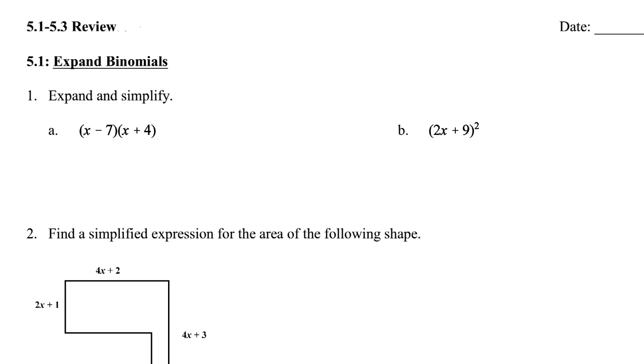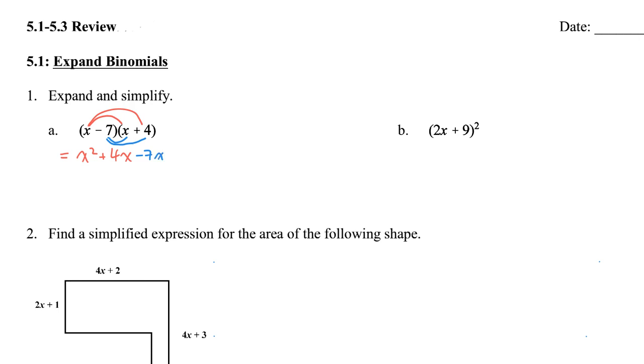So when we expand a binomial, what we're going to do is literally take the information from the front of our first binomial, i.e. the x, and apply it to everything in the second half. So we're going to get x times x is x squared, plus 4 times x is 4x. Now, the second half of the problem is to take the second number in the first bracket and multiply it by everything in the second bracket. So you're going to have not 7x, but negative 7 times x, which gives us negative 7x.